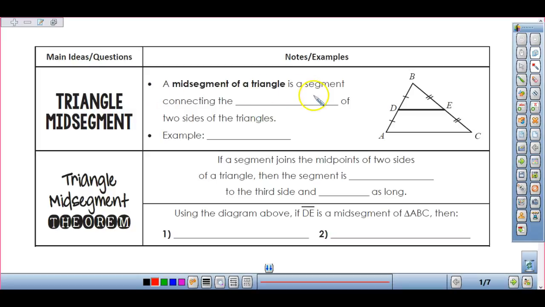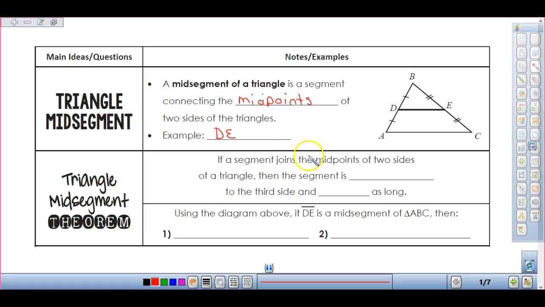Okay, a mid-segment of a triangle is a segment connecting the midpoints of the two sides of the triangle. So our mid-segment of this, since it connects the two opposite points right here, is going to be DE, we call our mid-segment. Okay, it connects the midpoints, so that means BD and DA are congruent, and BE and EC are congruent.